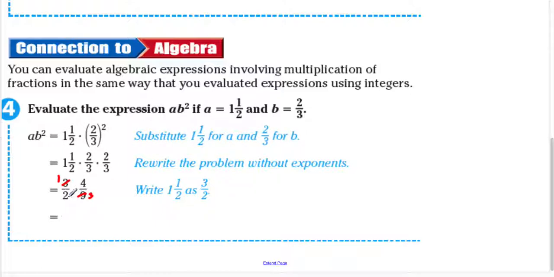The GCF of 2 and 4 will be 2, so 2 divided by 2 is 1, 4 divided by 2 is 2. So we simply multiply 1 times 2 will give us 2, and 1 times 3 will give us 3. So that is the value of that particular expression.